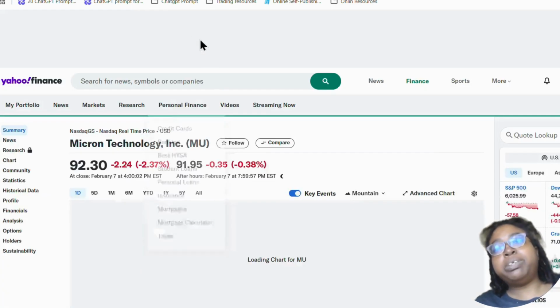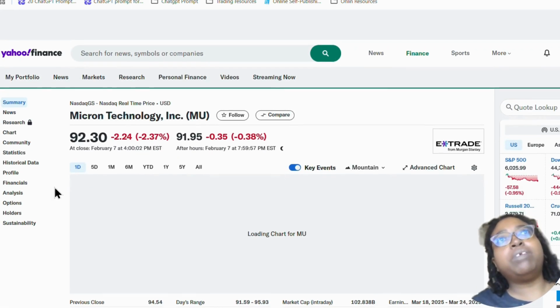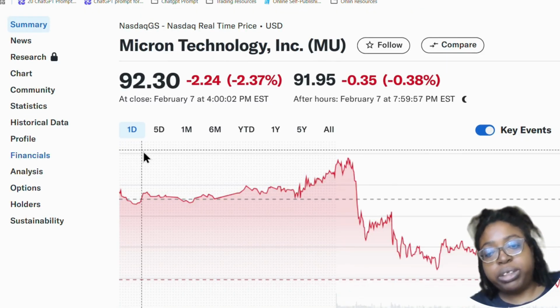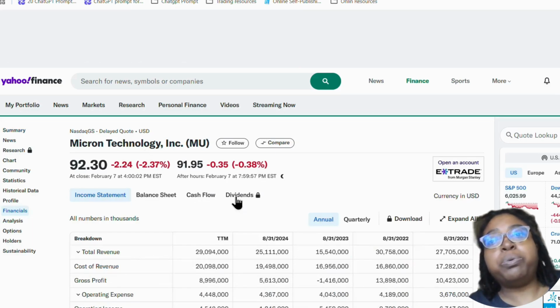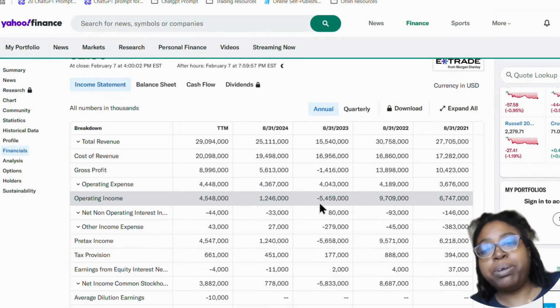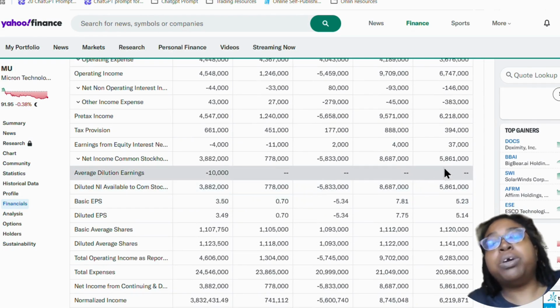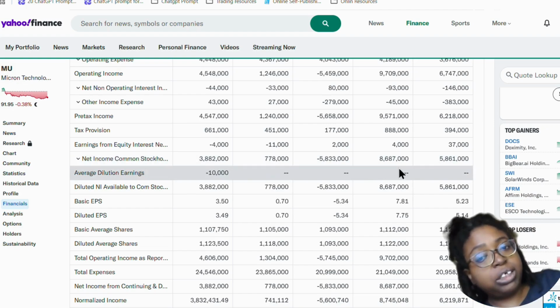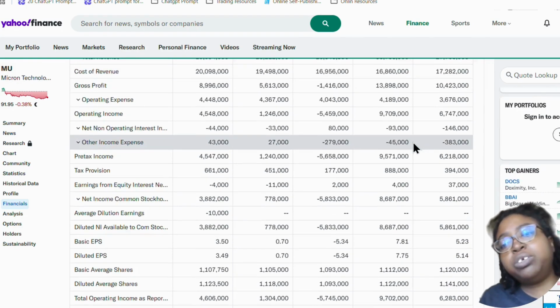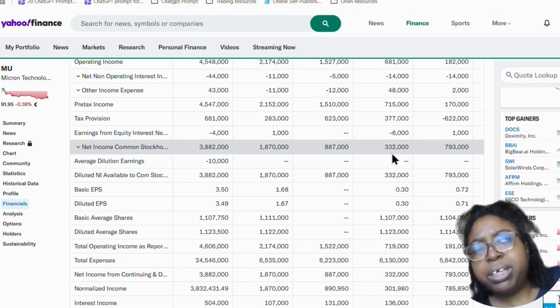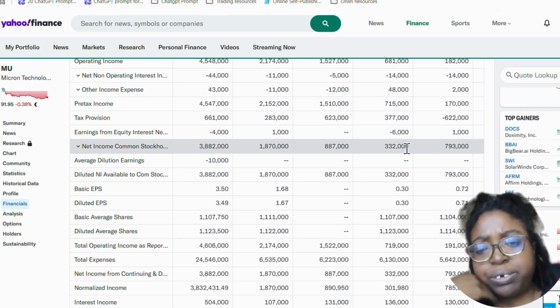Okay, first up is Yahoo Finance. This is one of the major, well known resources for research. So when you get here, you want to go ahead and type in your stock. Once you get your stock typed in, you want to scroll down to financials. Once you get to financials, you want to go down under annually and find the common net income for stockholders.